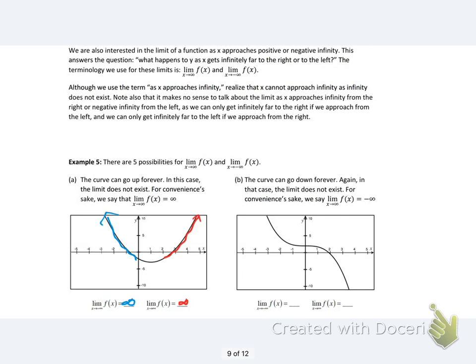Let's look at B. The curve can go down forever also. So if we go to the left on this one, the limit as x approaches negative infinity, it is going up. So you can have up infinity as your answer. As we go to the right, see how it goes down? It's going to keep going down forever and ever and ever. So because of that, it's going to negative infinity, because again, it's a y value.